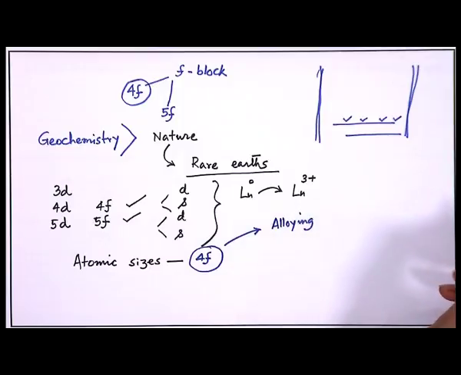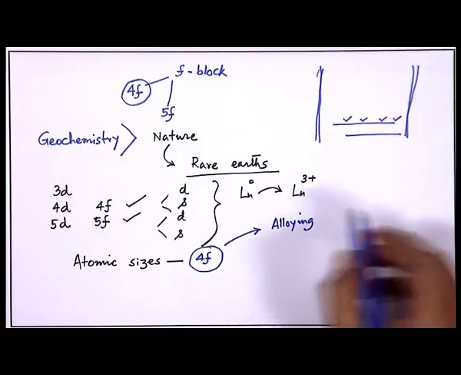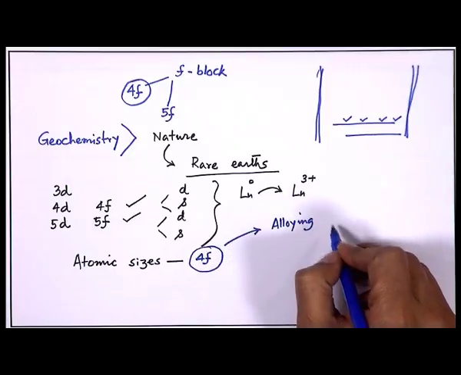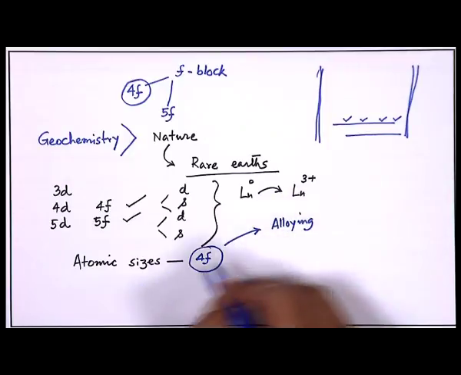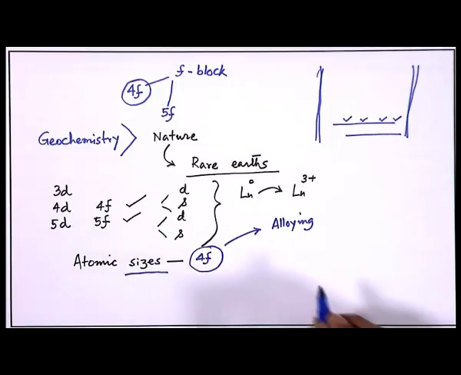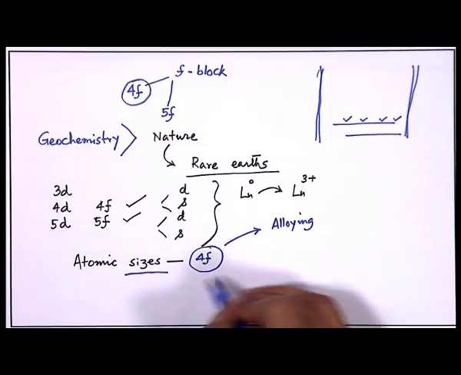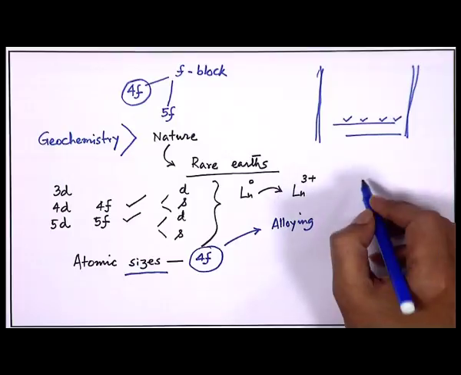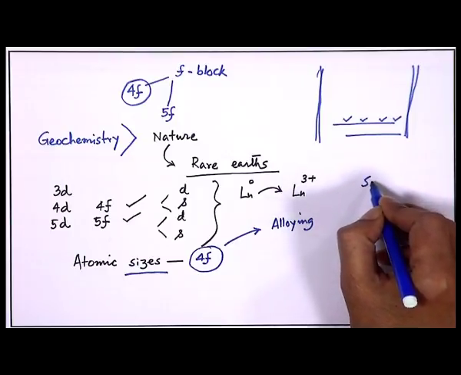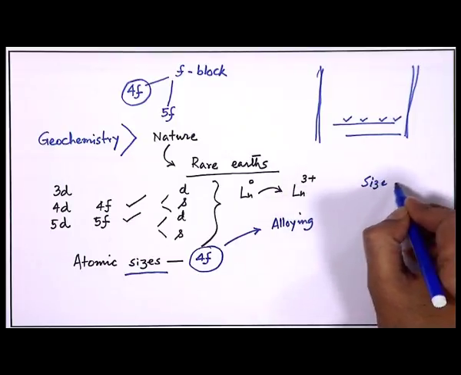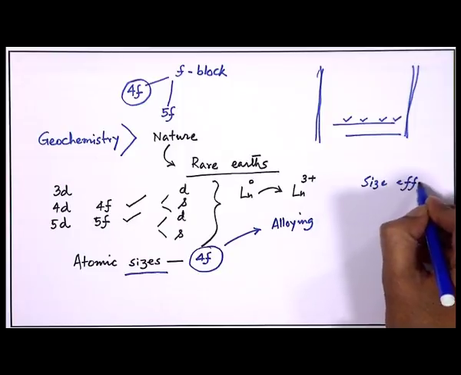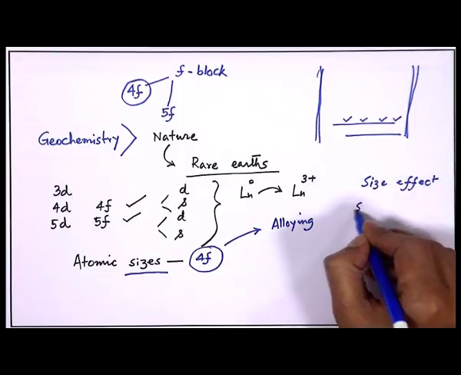another process which is very useful for the 3D elements is alloying. The brass we get, the bronze we get, is due to alloy formation, and during that particular alloy formation the size plays an important role, and if the sizes are matching, particularly from the idea we get for the size effect in solid state structure.